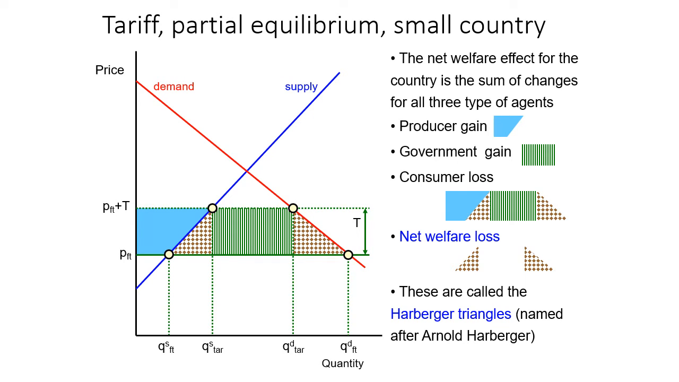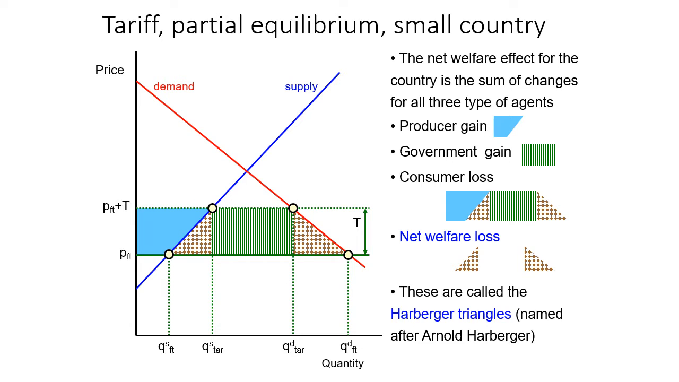What trapezium are we talking about? The trapezium that they lost is the blue block, the checkered brown blocks, and together the vertical striped green blocks. That is what they've lost under the new world prices. But what have producers gained? Producers have gained the blue block. The blue trapezium is what producers have gained because of the increase in prices due to the tariff.